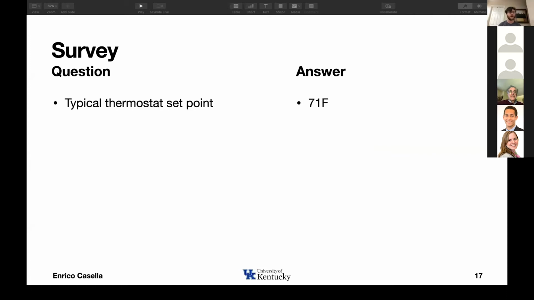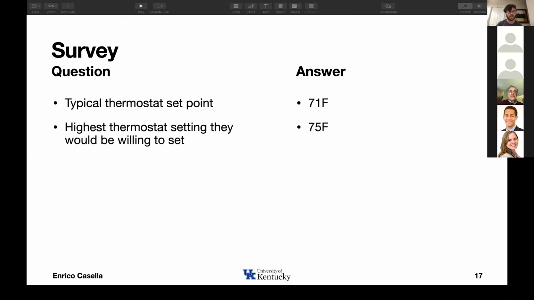We start by asking them what is the typical thermostat set point that they usually have during the summer days. We're only focused on summer in this work. And then we ask, what is the highest thermostat setting that you would be willing to set? At this point, they can also say that they're just not willing to change the temperature. In that case, the survey just ends. But assuming that they do want to change, then they tell us maybe they want to change by 4 degrees.